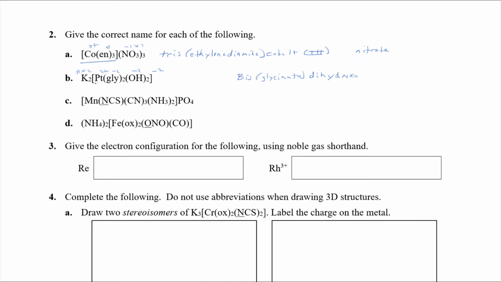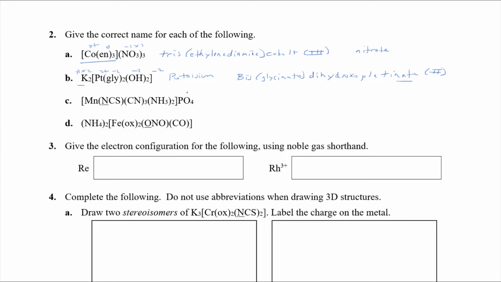Hydroxo, and platinum is in an anion, so we call this not platinum, but platinate. For anionic complexes, we put that in ATE. We give the oxidation state, and then we write the counterion, in this case, potassium. So potassium bisglycinato dihydroxoplatinate 2. There we go. Next one, getting a little bit more complicated here.